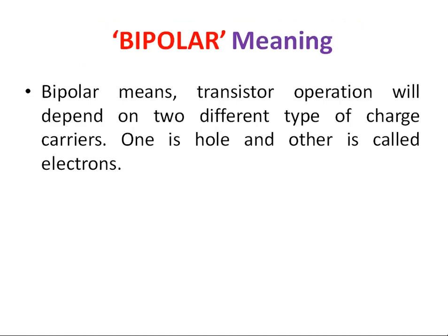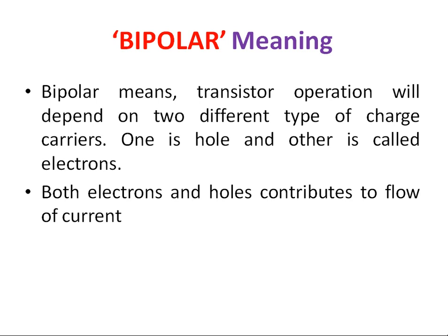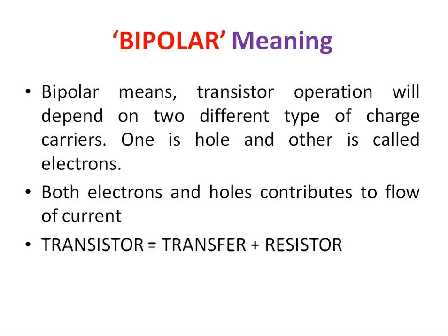So what does bipolar mean? Here the current flow takes place because of holes and electrons, because of two charge carriers. Bi means two. The operation of the transistor depends on two different types of charge carriers, one is a hole, another is an electron. Both influence the current flow, that's why it is bipolar. So both electrons and holes contribute to the current flow. What is a transistor? It is a transfer resistor. I will tell you in detail in our future lecture.